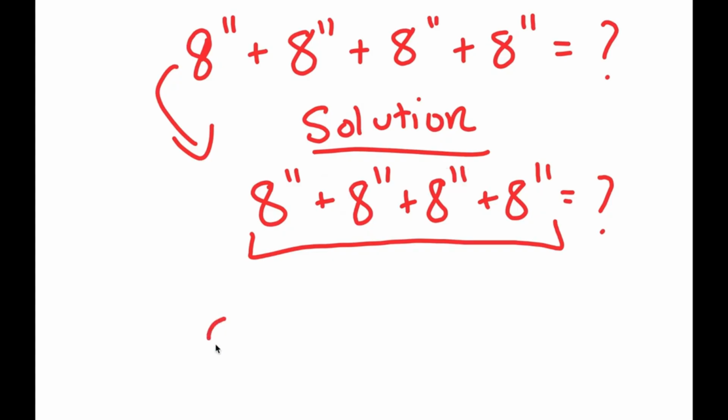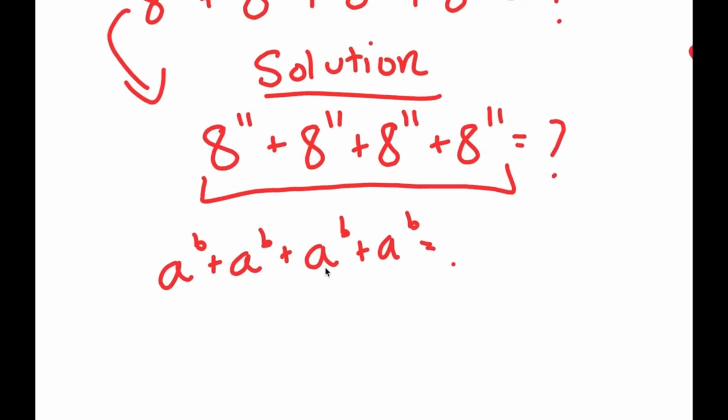And if I have something in the form a to the power of b plus a to the power of b plus a to the power of b plus a to the power of b, I can simply just factor out a to the power of b from here. So I get a to the power of b times, well, a to the power of b divided by itself is 1. So I get a to the power of b times 1 plus 1 plus 1 plus 1.